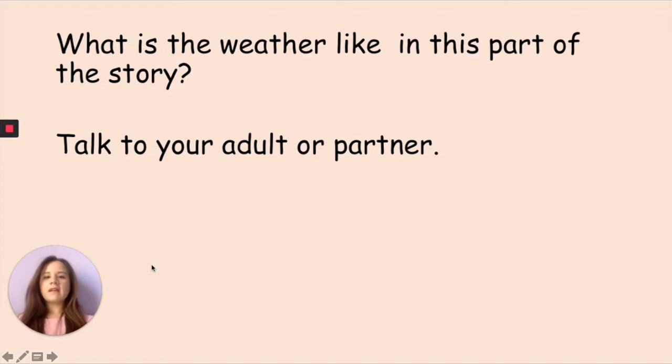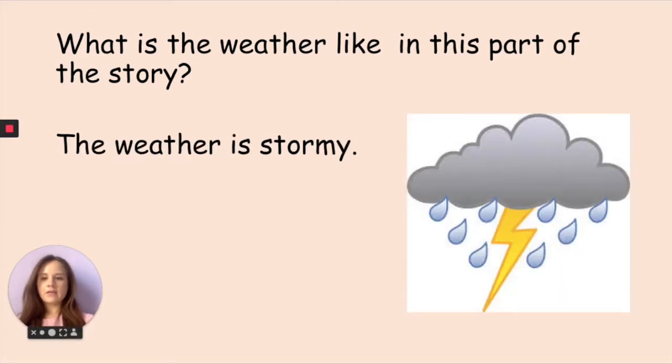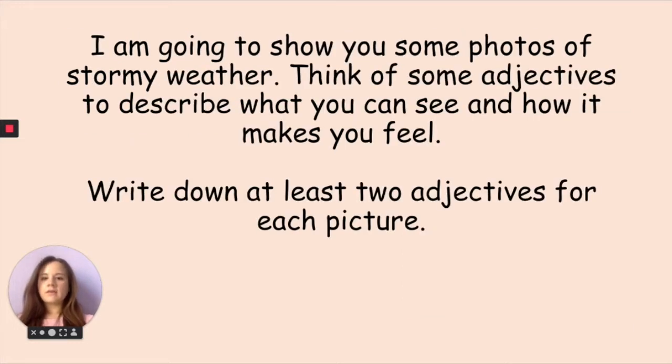What is the weather like in this part of the story? Can you remember? Talk to your adult or your partner. The weather is stormy. So now I'm going to show you some photos of stormy weather. Can you think about some of the adjectives that could describe what you can see and how it makes you feel? Write down at least 2 adjectives for each picture.